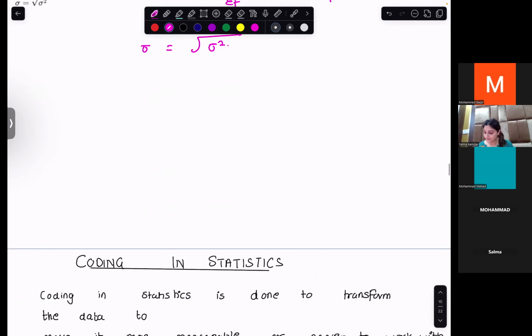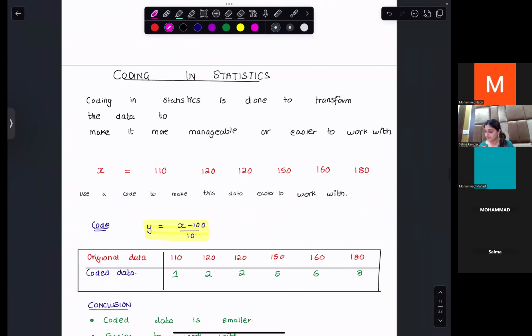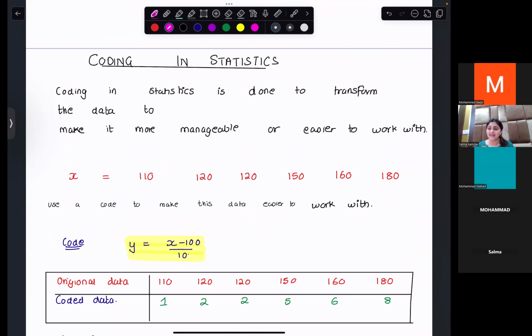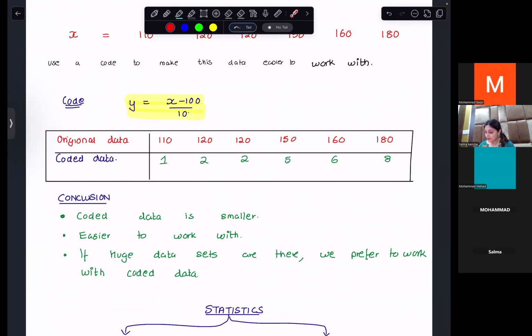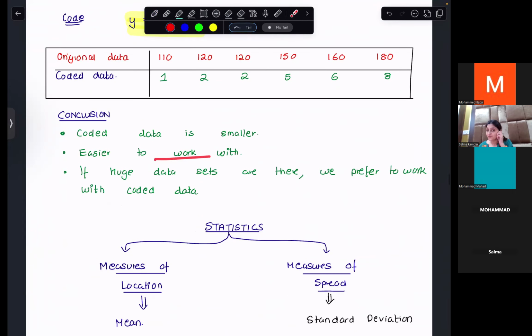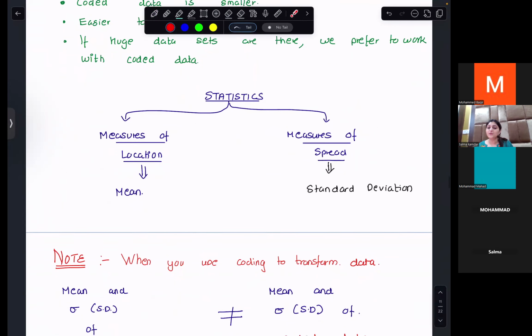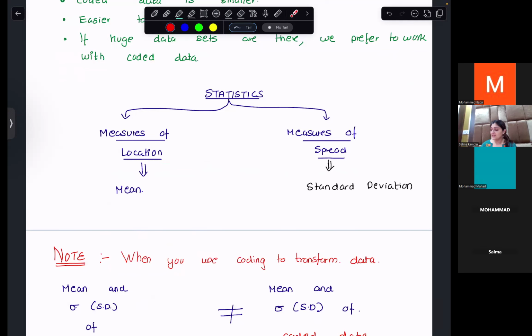I hope you are with me. I'm taking you to the next topic, coding in statistics. What do you remember about coding in statistics? Coding makes data more manageable and easier to work with. So if I am coding my data, I have original data and coded data. My coded data is smaller than the original data, so it is easier to work with. If you have huge sets of data, you prefer to work with coding. In statistics, you can use coding for your measures of location and for your measures of spread.